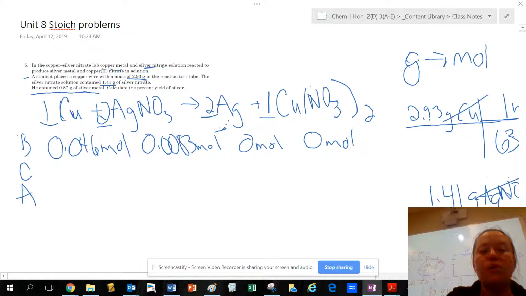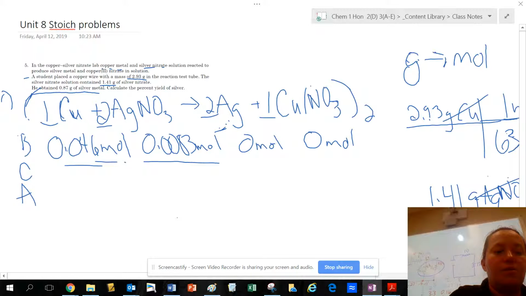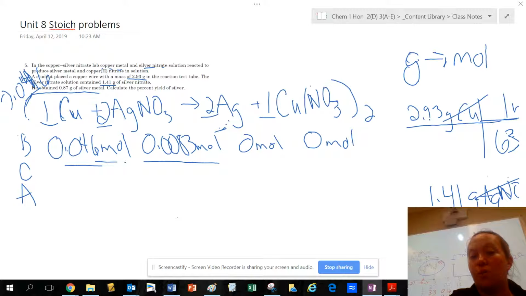Now what I need to do, I don't know which one of these is the limiting and which one is the excess. The only way I can figure out whether this one is limiting or this one is limiting is to treat it like it is. So I'm going to pretend that copper is the limiting reactant. I'm going to use all my copper. So I'm going to take 0.046 divided by 1, which is 0.046. I know that's the same number. 0.046. I'm going to multiply that out through the whole reaction.